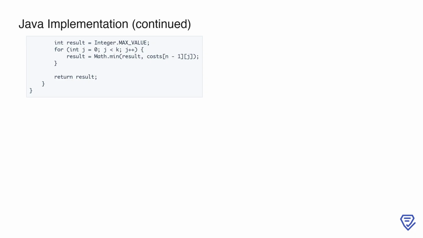By maintaining and updating only the minimum and second minimum costs at each step, we achieve an optimized solution with a time complexity of O(n*k), making it efficient even for larger inputs. That wraps up the implementation of the minCostII function in Java.